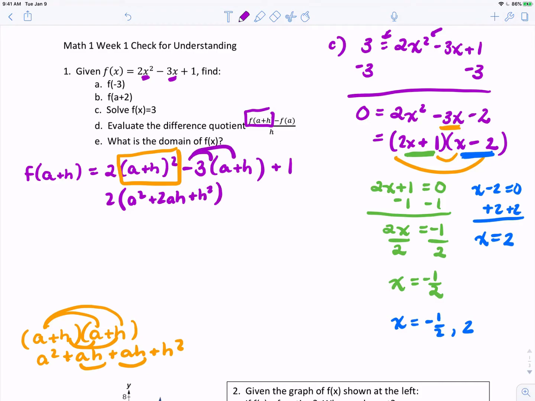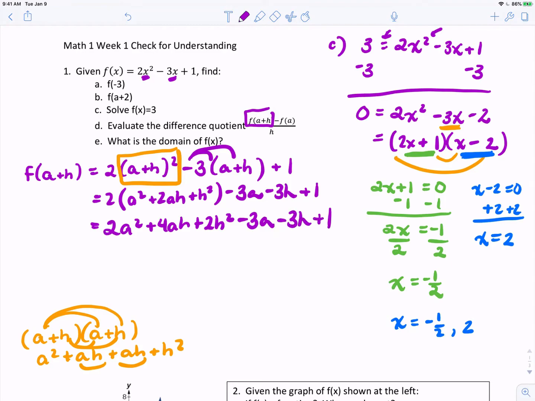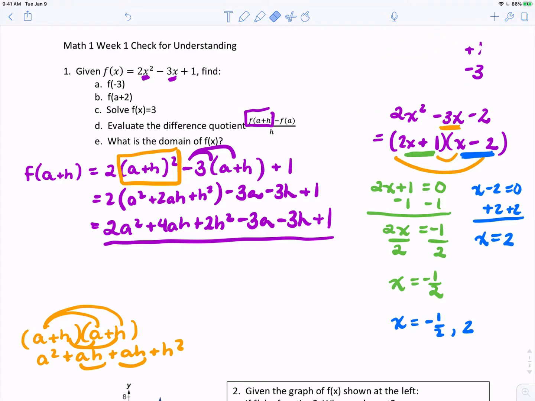Now we'll distribute the -3, minus 3a minus 3h plus 1. And now we'll just keep simplifying. So in here we have 2a squared plus 4ah plus 2h squared minus 3a minus 3h plus 1. And now we'll keep simplifying. And look, there's no similar terms. So this is what we're left with. Now you would think that after all that work we're done, but really all we did was that first expression, f of a plus h. So now we have to keep on going.